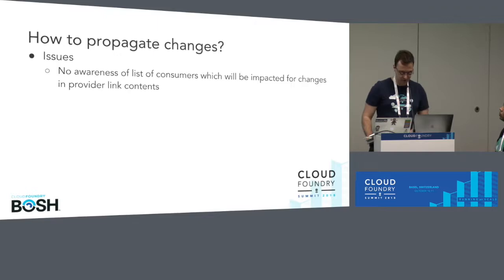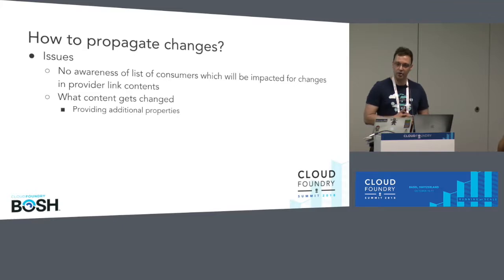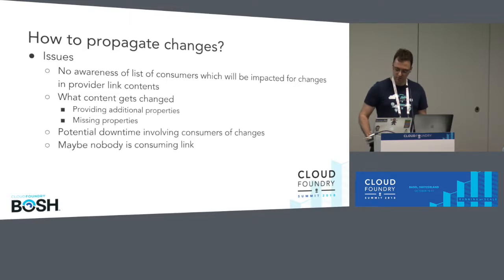So there are a couple of issues. For example, how do changes propagate? With the existing links, there's less awareness of the impact of changes to a link definition or to the job providing a link. And there's less information about potential downtime, because unless you manually go and check, or you know the deployments which consume the link, you might not know how much downtime there could be if a link changes.